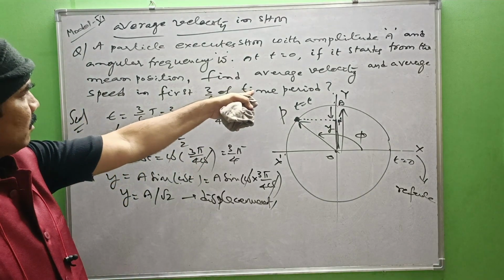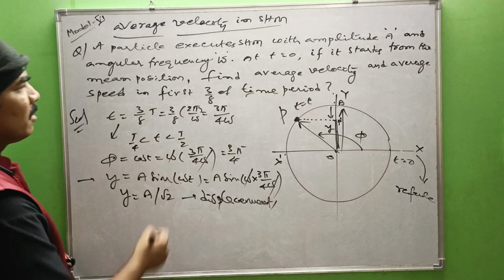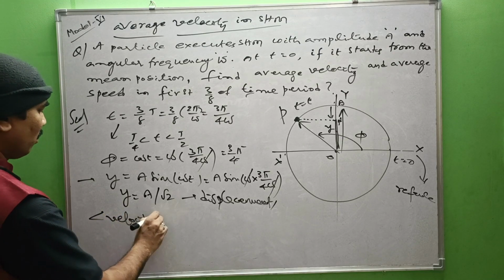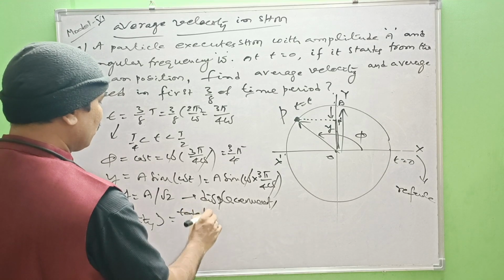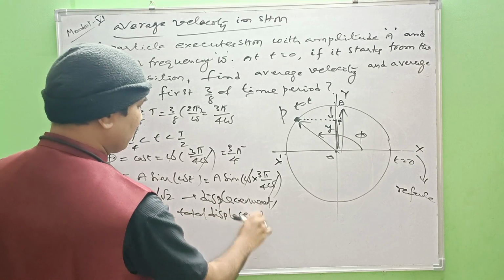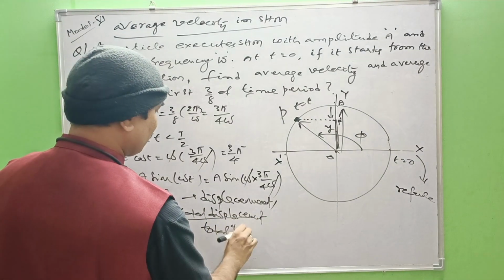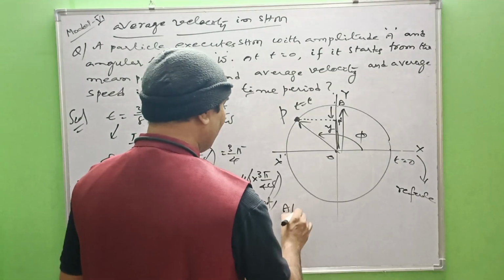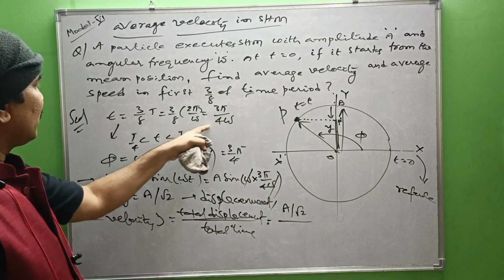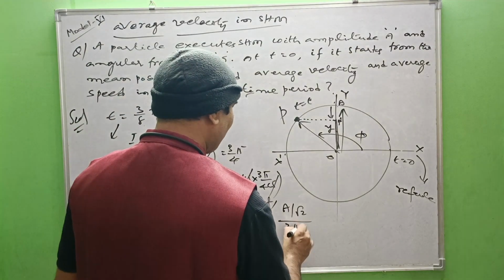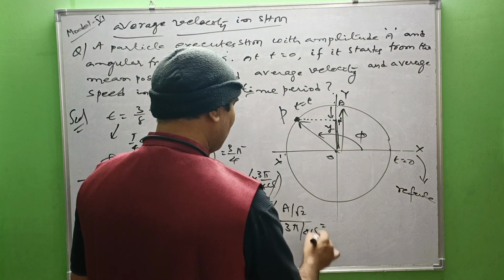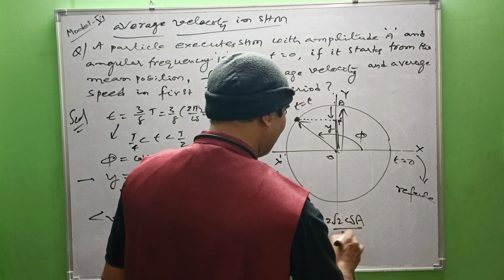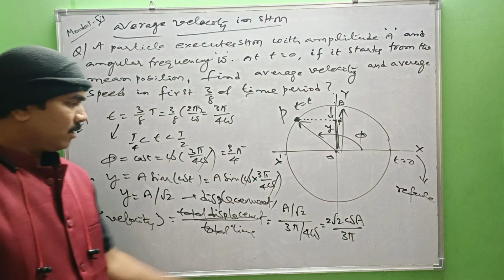Now what is the value to be found here? That is average velocity equal to total displacement by total time. What is the total displacement here? A by root 2. A by root 2 by total time. What is the time? 3 pi by 4 omega. That is 4 by root 2, 4 by root 2 means 2 root 2. 2 root 2 omega a by 3 pi is the average velocity. Right? This is what average velocity.